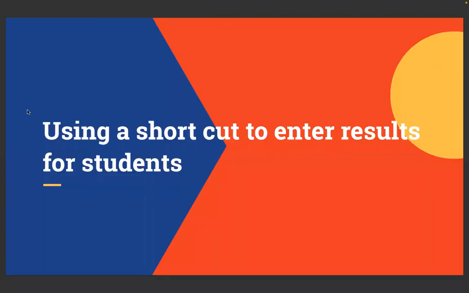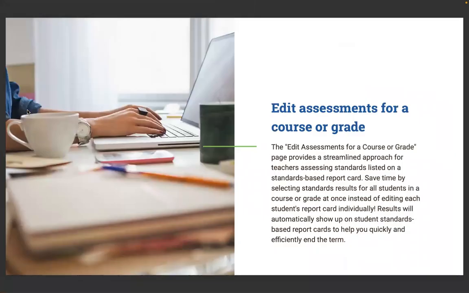So now I'm going to show you how to use a shortcut to enter results for students. The Edit Assessments for a Course or Grade page provides a streamlined approach for teachers assessing standards listed on a standards-based report card. You can save time by selecting standards results for all students in a course or grade at once, instead of editing each student's report card individually. Results will automatically show up on student standards-based report cards to help you quickly and efficiently end the term.